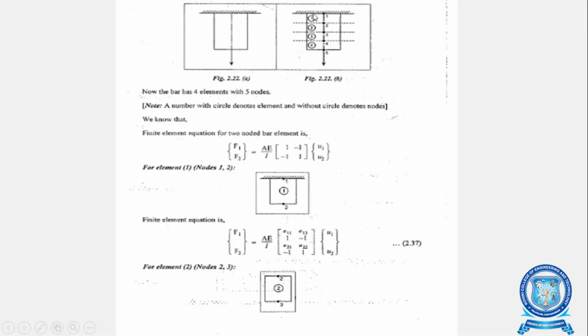Here the element is divided into four elements, and it has 5 nodes. The finite element equation for two nodal bar element is F1 F2 is equal to AE by L [1 -1; -1 1] into U1 U2. Here we are taking the first element, which has two nodes 1 and 2. So the equation will be modified as F1 F2 is equal to AE by L [1 -1; -1 1] U1 U2.